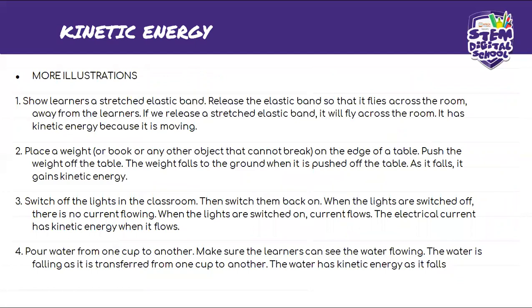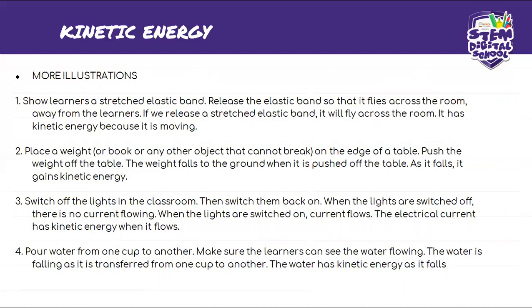You remember I just showed you a slide whereby somebody was pulling a what? A band. Now, if this band is released so that the band flies across the room away from the learner, what it means is that that one has what? Kinetic energy, because it is moving. It's moving from your arms that were stretching the what? The rubber band.